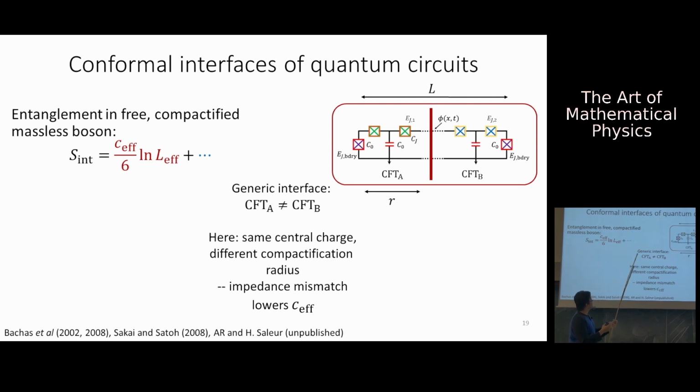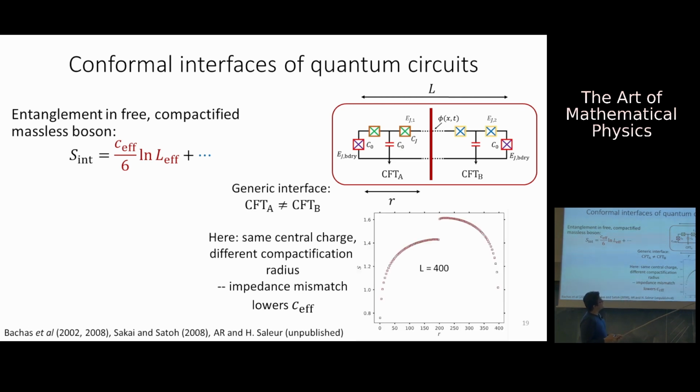So when you have reflection, then the correlation between this side and this side will diminish. And so that's why you will have an effective central charge now. This number is not predicted to be 1, but is lower than 1. And so we can see this in action a bit.